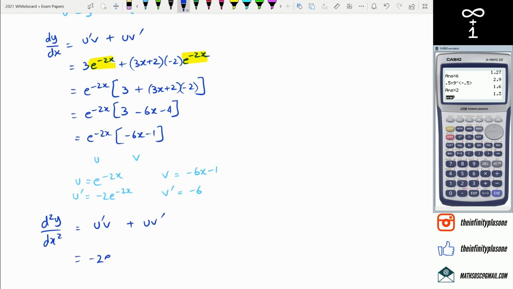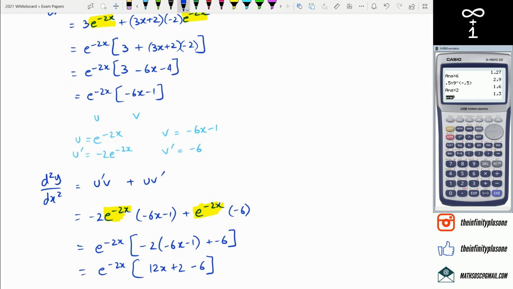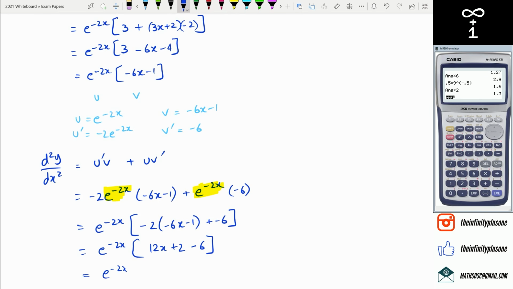So u dash is negative 2 e to the power of negative 2x. So far so good. Multiplied by v, which is negative 6x minus 1, plus u, which is e to the power of negative 2x, multiplied by negative 6. And once again, I'm going to do the same thing as I did before with the e to the power of negative 2x. I'm going to take it out as a common factor. And when I take it out as a common factor, I've got negative 2 times negative 6x minus 1, plus negative 6. So simplifying that bracket, minus 2 times negative 6x, that's 12x, negative 2 times negative 1 is plus 2, minus 6. I end up getting e to the power of negative 2x times 12x minus 4.